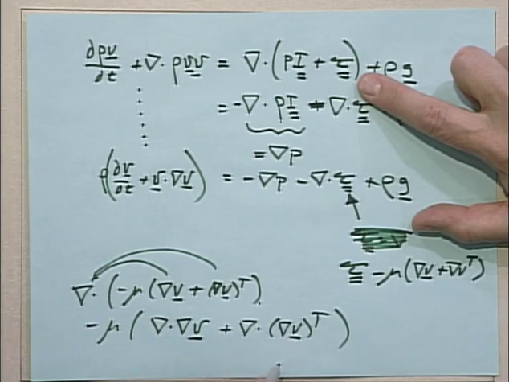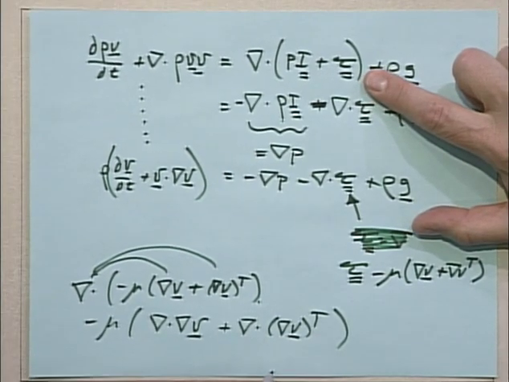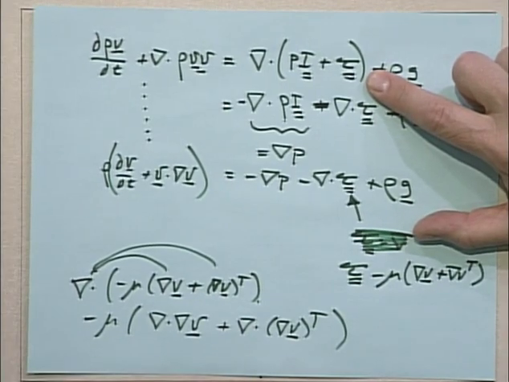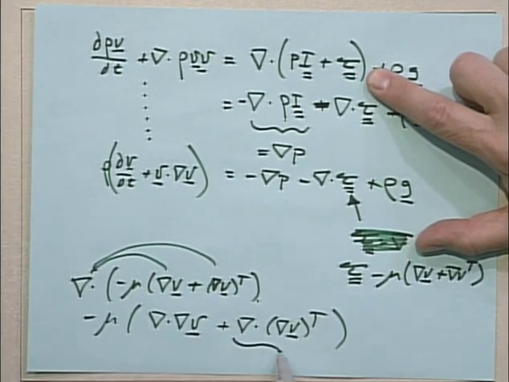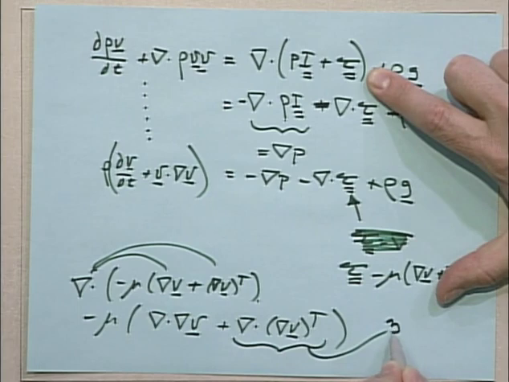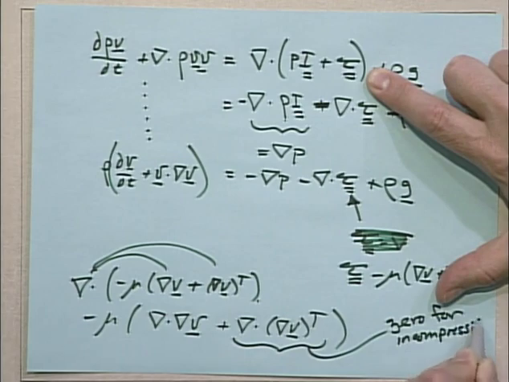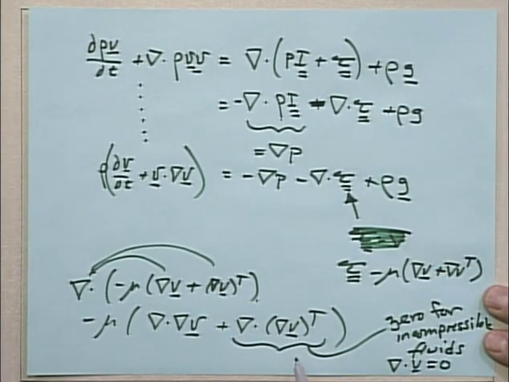You know, it's going to turn out to be 0. Check it. It's going to turn out to be 0 for incompressible fluids. For incompressible fluids, del dot V is 0. And when you do this out, a del dot V appears, and so the whole thing goes away. Tricky. So it's the mass balance that makes this term go away, and then we get the Navier-Stokes equations.